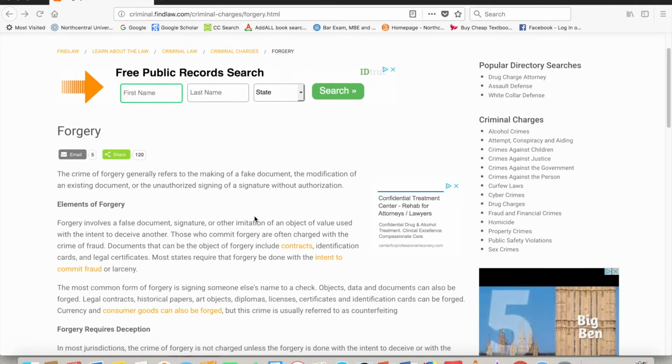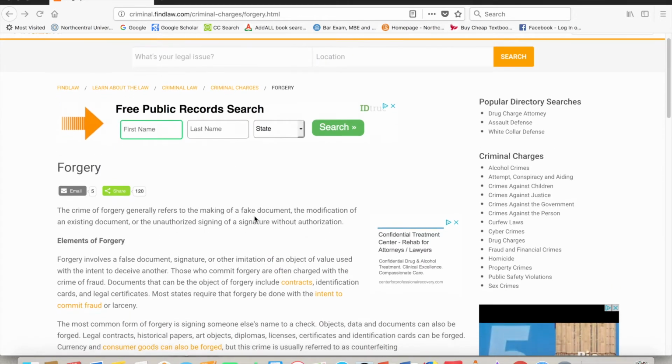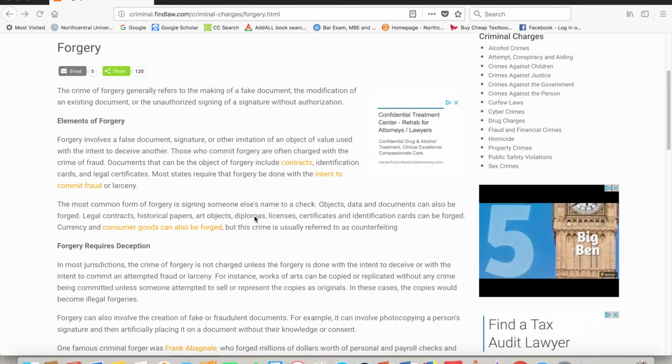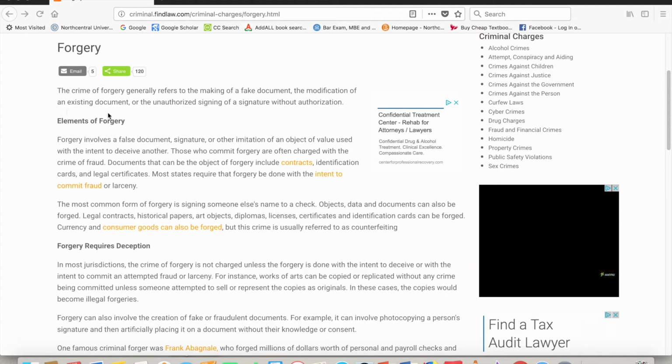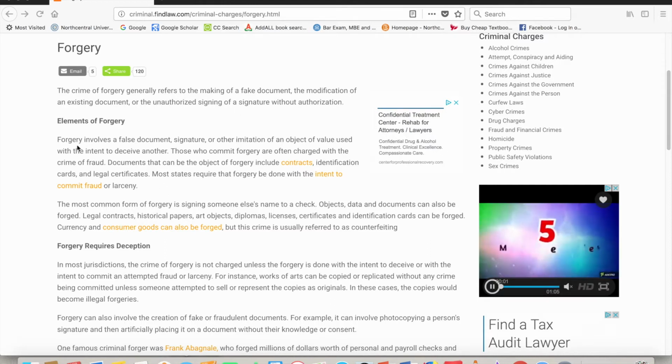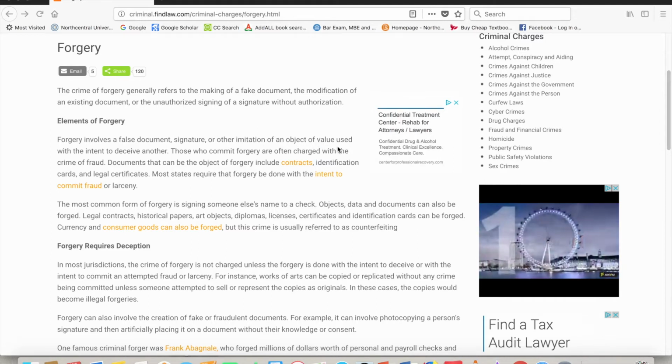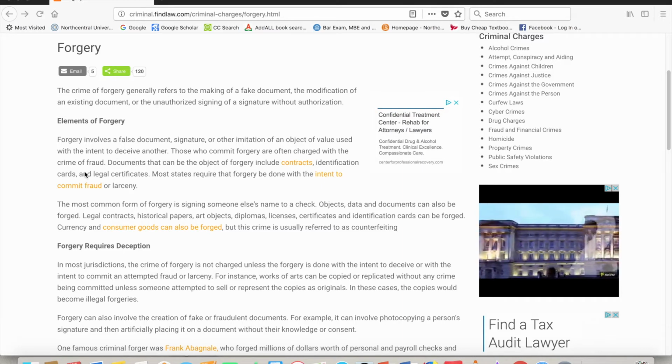Here is a website that has a definition of forgery. The crime of forgery generally refers to the making of a fake document, the modification of an existing document, or the unauthorized signing of a signature without authorization. The elements of forgery involve a false document, signature, or other imitation of an object of value used with the intent to deceive another. Those who commit forgery are often charged with the crime of fraud.